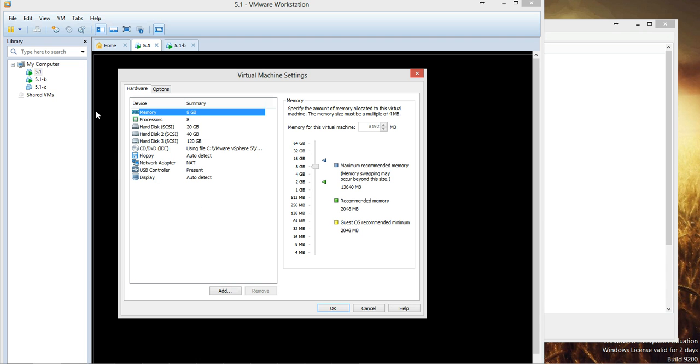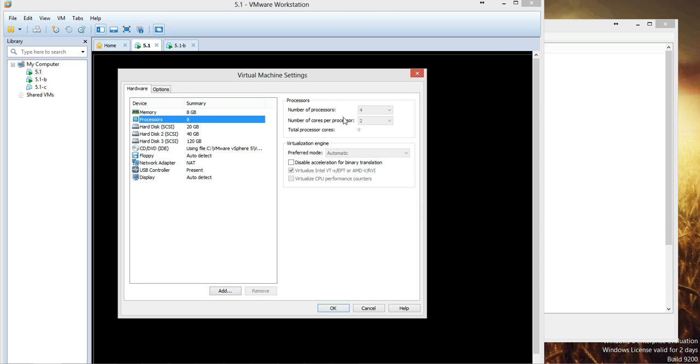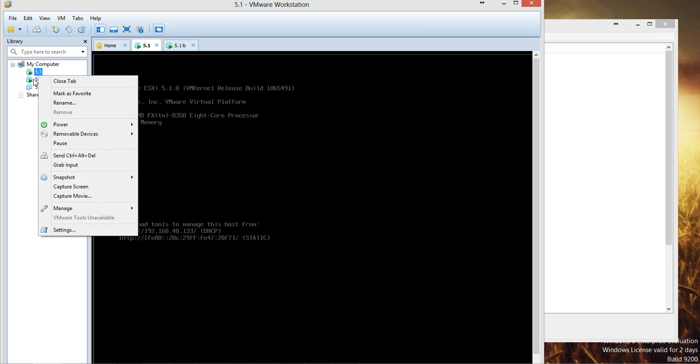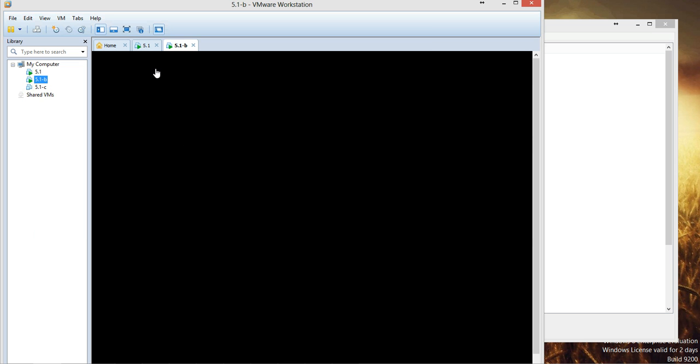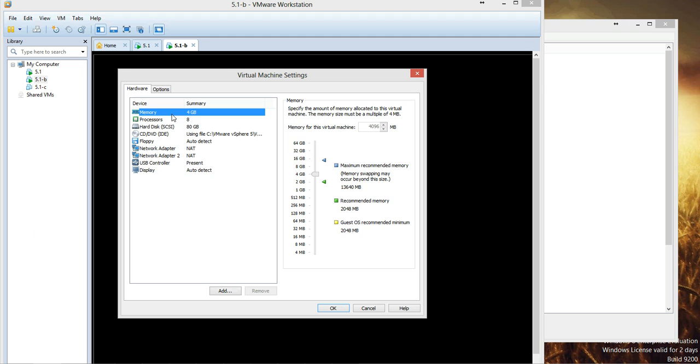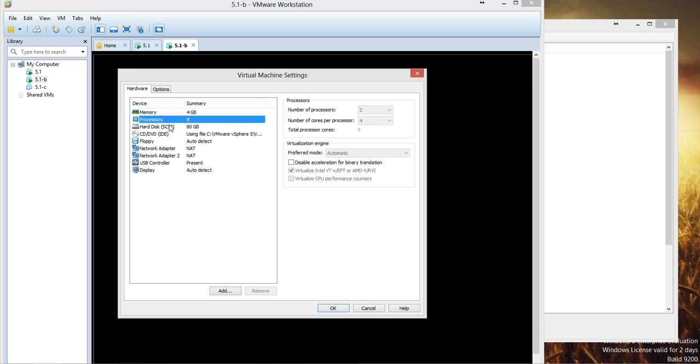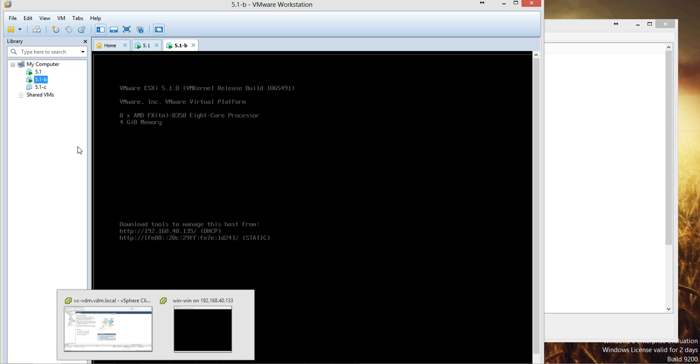So you could see here the first ESXi host is configured with 8 gig of memory and 8 processors, which is 4 processors with 2 cores each. And similarly the other virtual machine has 4 gig of memory and 8 processors, 2 physical and 4 logical. So I have installed vCenter on the first virtual machine.